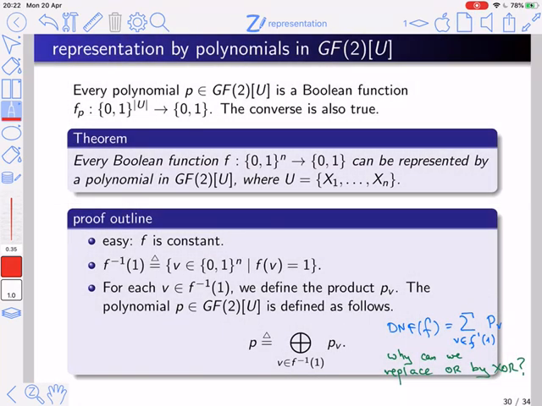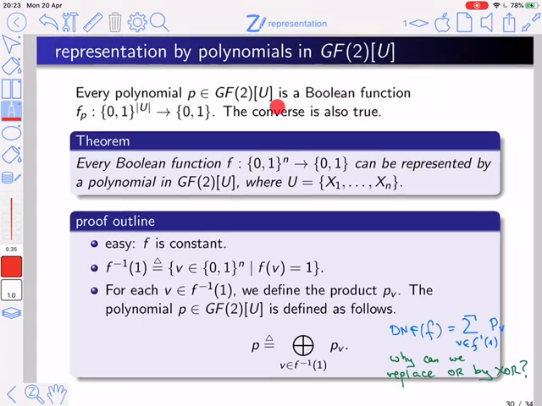Okay, every polynomial P over the set of variables U with respect to the field GF2 represents a Boolean function, right? You can always evaluate the value of that polynomial, not in the points 0 and 1, but over vectors in 0, 1 to the power of length U. Okay, so every polynomial represents a Boolean function. Now we claim that the converse is also true. Namely, every Boolean function can be represented by a polynomial in GF2 over U, where U is the set of variables x1 up to xn.